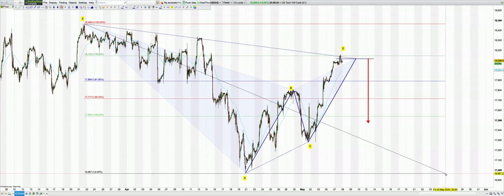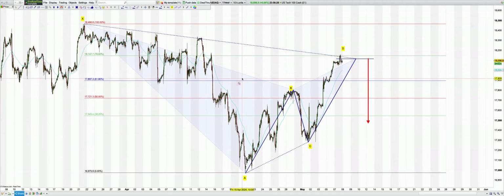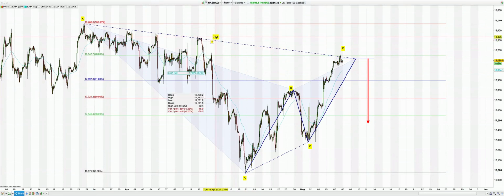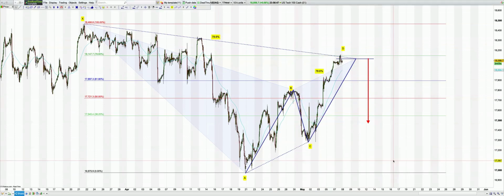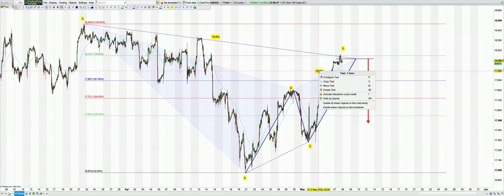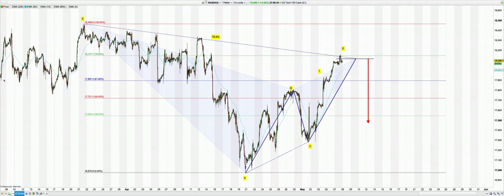Where is D in relation to XA? Well, that's absolutely perfect. That's on the 78.6% level. 78.6%. Absolutely amazing. Now, let's just see what this ratio is here. What is D in relation to BC? Well, that's at a 161.8. It really does have everything, ladies and gents. 161.8%. This really is quite unbelievable.